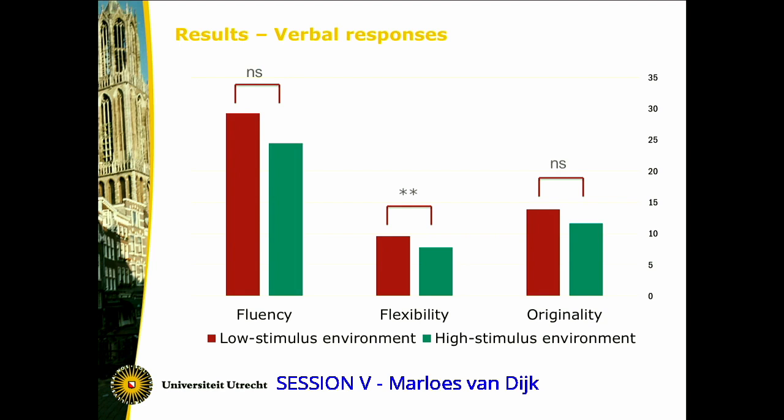So no significant differences were found on fluency and originality, meaning that children in the low stimulus and high stimulus setting gave the same amount of answers, and the answers were also even on originality. There were differences on flexibility, and the low stimulus environment outperformed the children on the high stimulus setting, which wasn't what we expected. We expected it to be the other way around. I will come back to an explanation later. So what we also found was that in children with good selective attention skills, the differences between the two groups were smaller than when children had less developed selective attention skills.